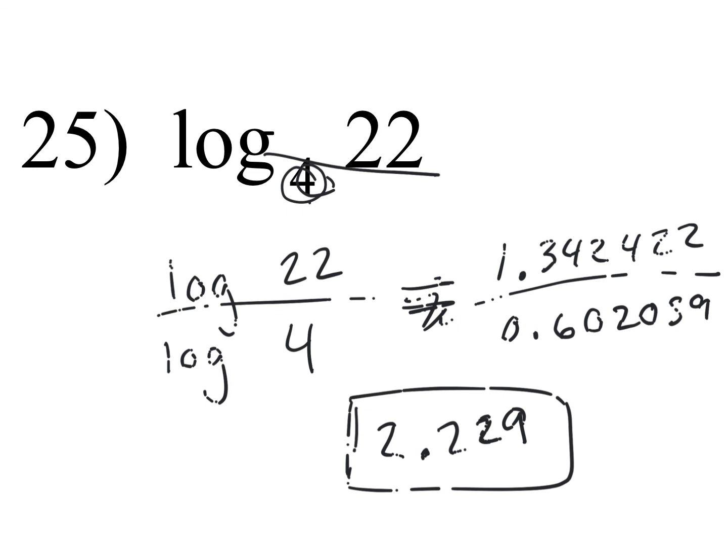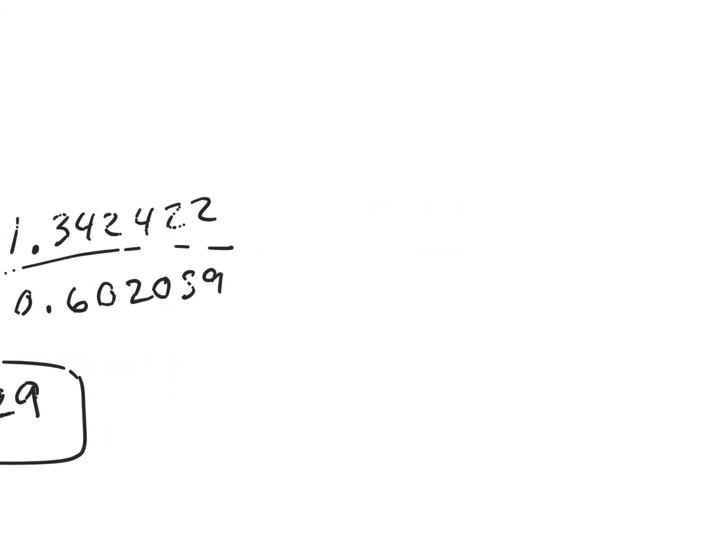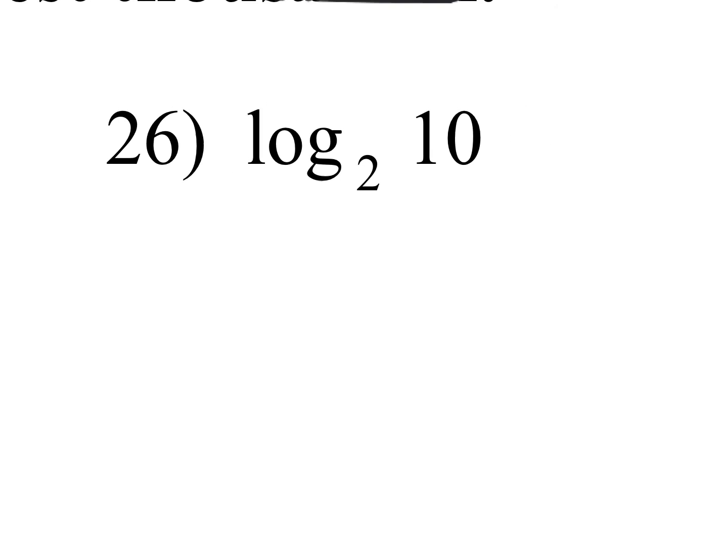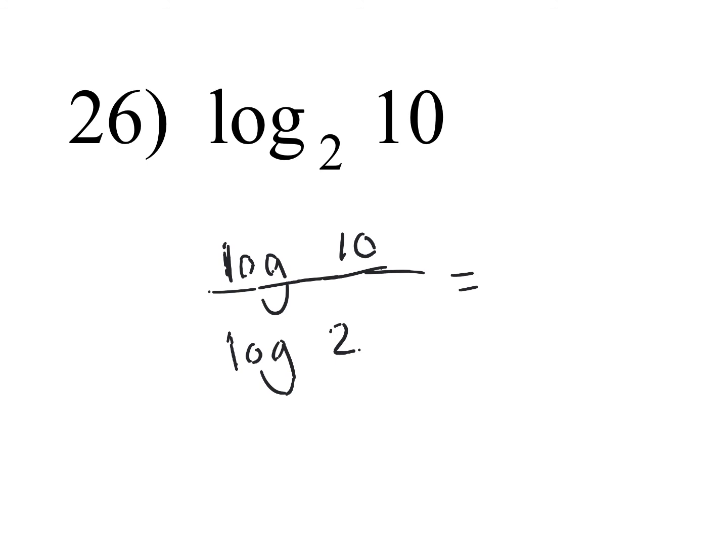All right, last one. We have log base 2 of 10. So what goes on top? The 10. So log of 10 over log of 2. If we put log of 10 in our calculator, that is 1. And then log of 2 is 0.301029. So 1 divided by that would give us 3.322.